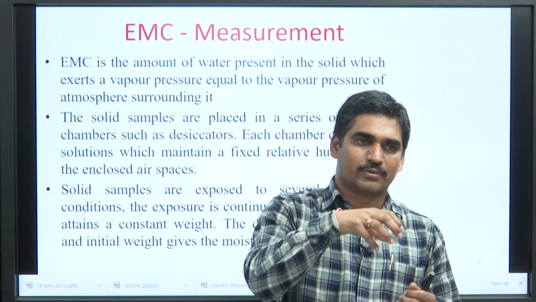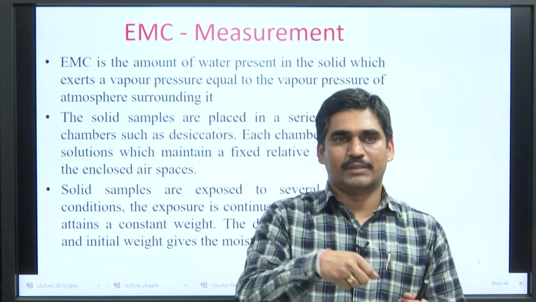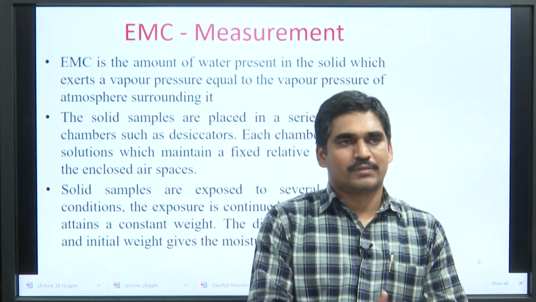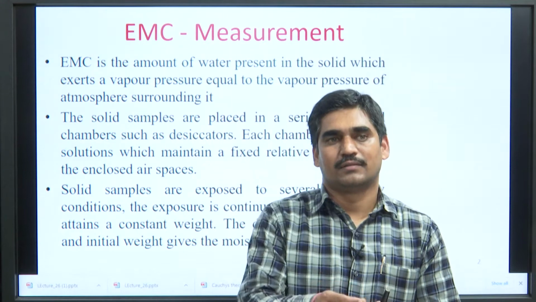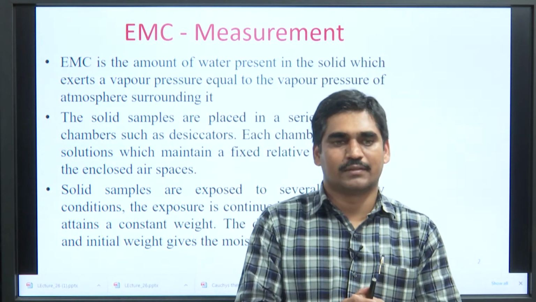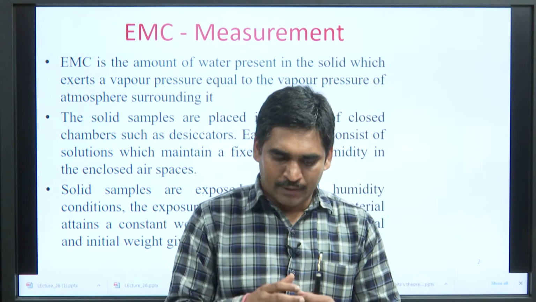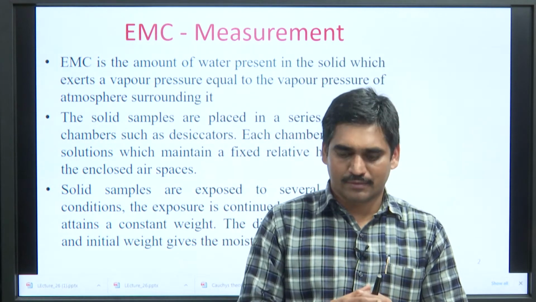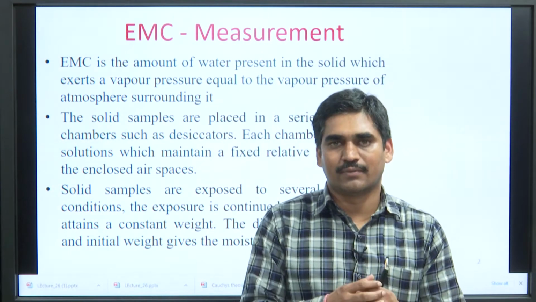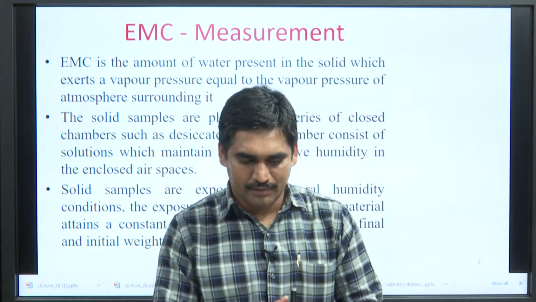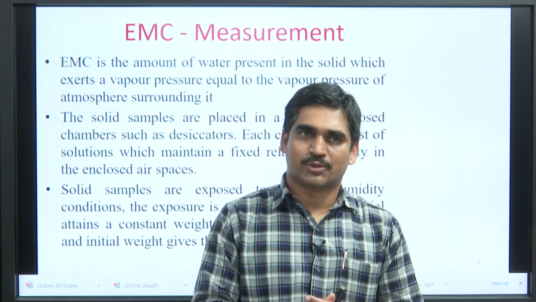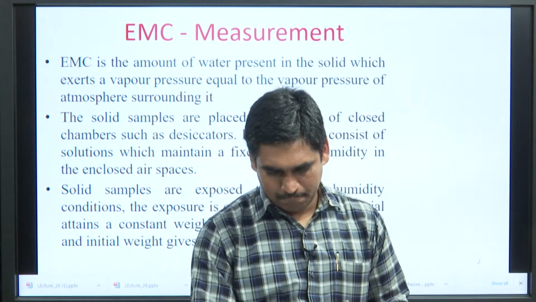So, what we have to do? We have to take out the material at certain time intervals and weigh it. This process continues until the material gets a constant weight. After the material gets the constant weight, we take the difference between the initial weight and final weight. This gives the moisture content. In this way, equilibrium moisture content can be measured.